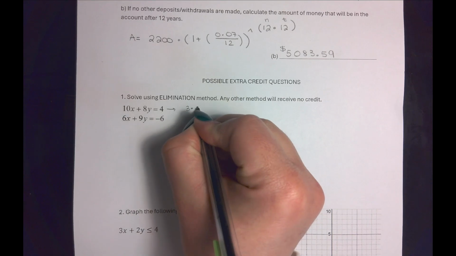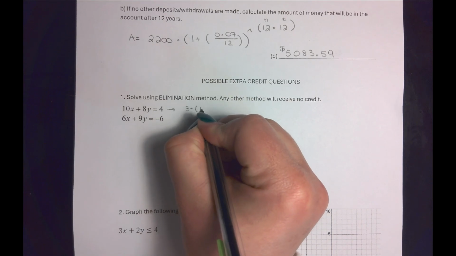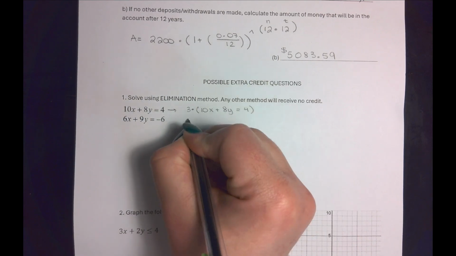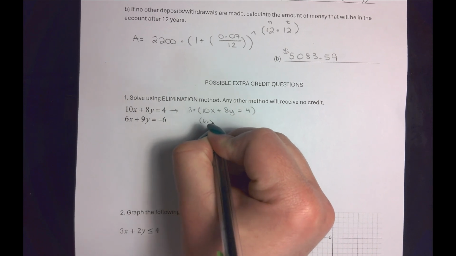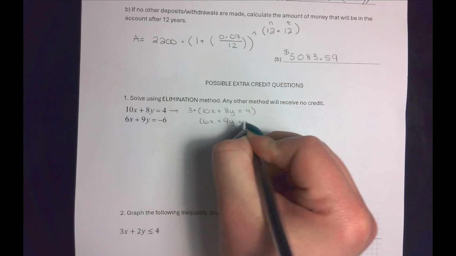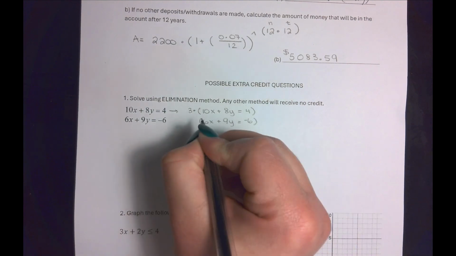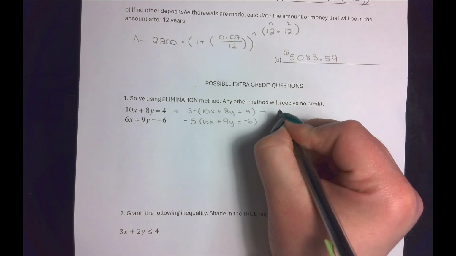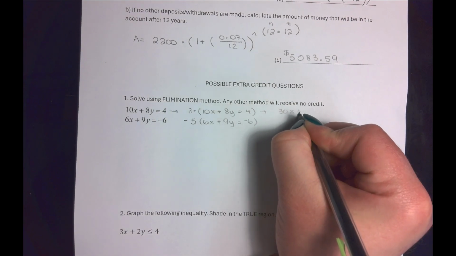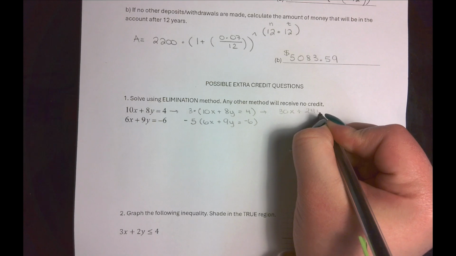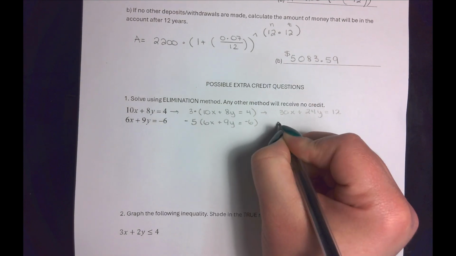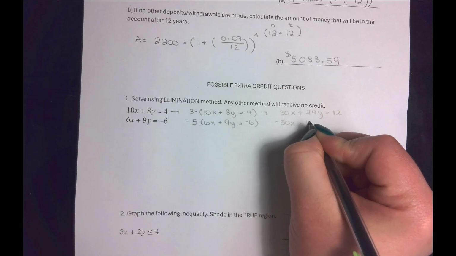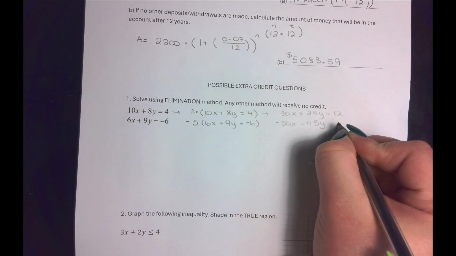Now, the reason I'm going to choose to multiply everything by 3 is because in my brain I'm thinking, what number do 10 and 6 have in common? And that number happens to be 30. I'm going to multiply this by negative 5 on the bottom because then I can make it 30x plus 24y equal to 12. Here I can make it negative 30, so we want opposites and the same number, negative 45y, and a positive 30.